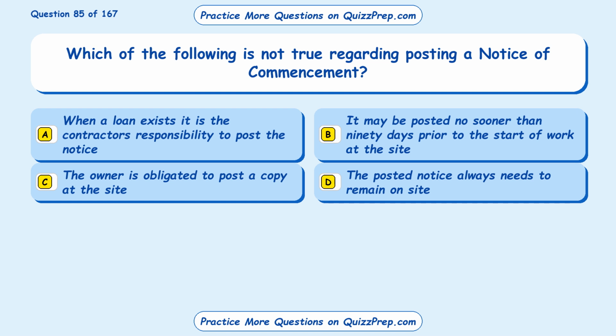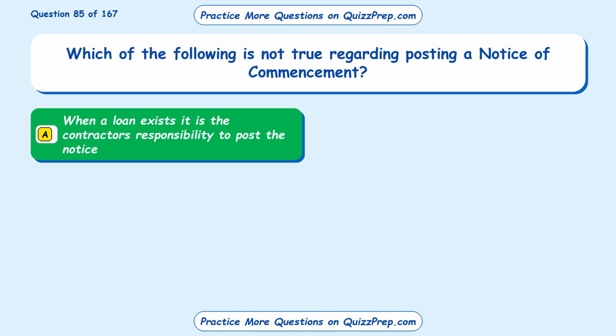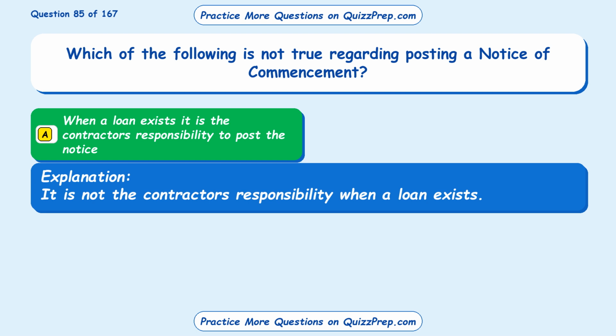Question 85. Which of the following is not true regarding posting a notice of commencement? Option A. When a loan exists, it is the contractor's responsibility to post the notice. Option B. It may be posted no sooner than 90 days prior to the start of work at the site. Option C. The owner is obligated to post a copy at the site. Option D. The posted notice always needs to remain on site. The correct answer is Option A. When a loan exists, it is the contractor's responsibility to post the notice. It is not the contractor's responsibility when a loan exists.